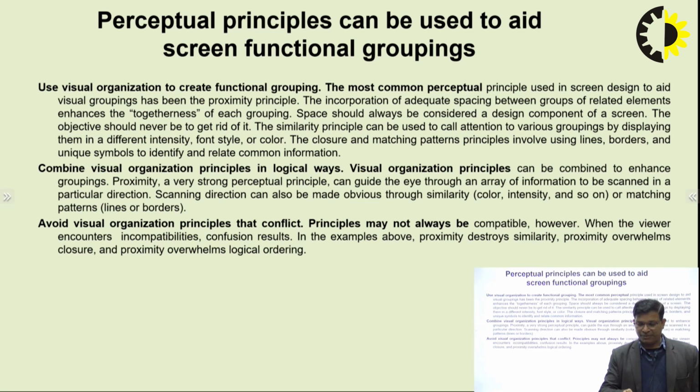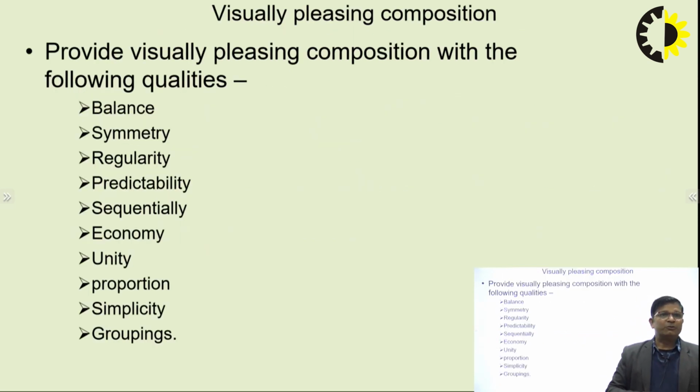Okay. So, visually pleasing composition. Basically, we have to design a screen in such a way as to provide a visually pleasing composition with a few qualities. We will show a few examples of balance, symmetry, regularity, and predictability one by one, and understand what each means. For example, the first quality is balance.